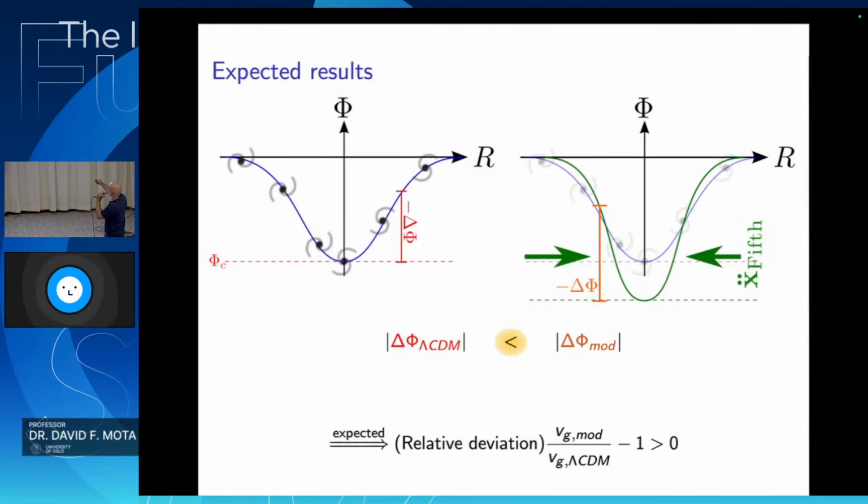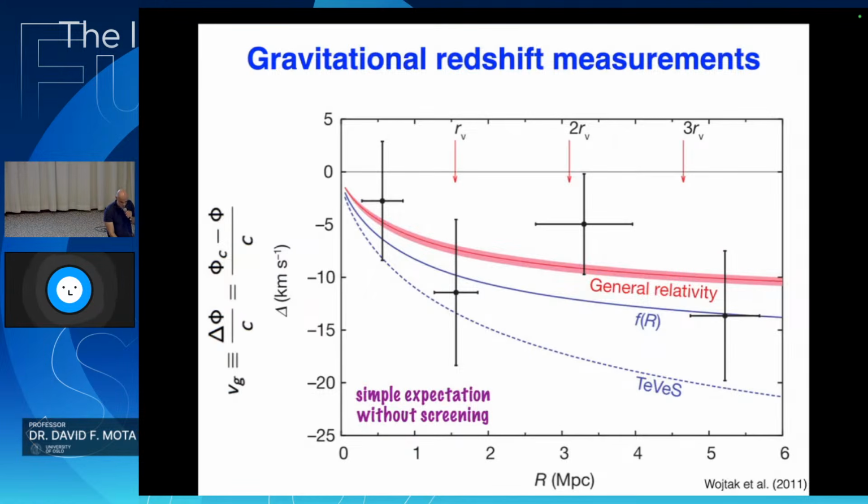So the difference in gravitational well should be larger, and then the relative deviation, again, I always compare to the expected value that I should get in general relativity. That's the way I'm giving these lectures now, always compare to general relativity. So I should get a gravitational redshift for modified gravity which should be larger than 0, because this value should be larger than the lambda CDM one. That's what I expect from lambda CDM and from modified gravity.